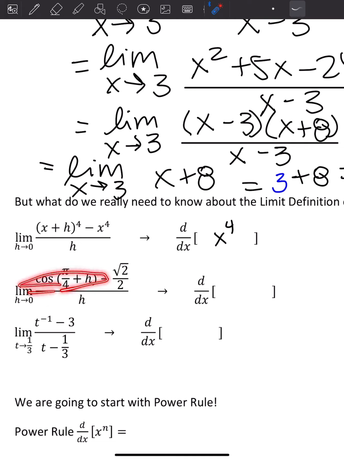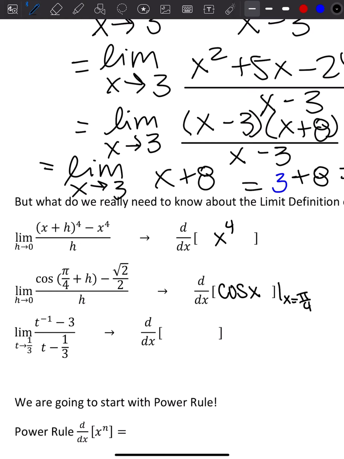And I know that for sure because cosine of pi over 4, the x value at 45 degrees, is square root 2 over 2. So I know that that is exactly what I want. So the derivative is cosine of x, and we want to evaluate it at x equals pi over 4.